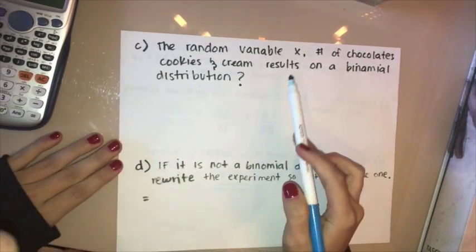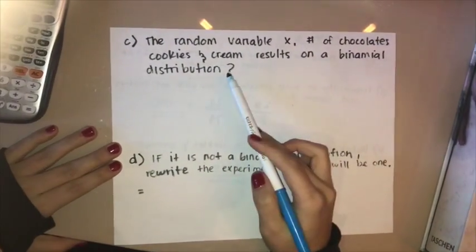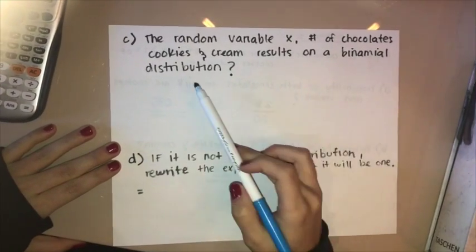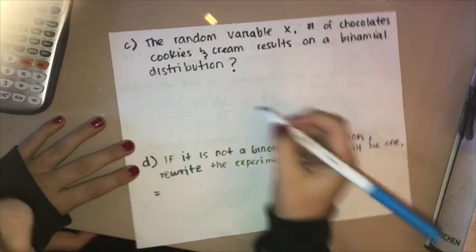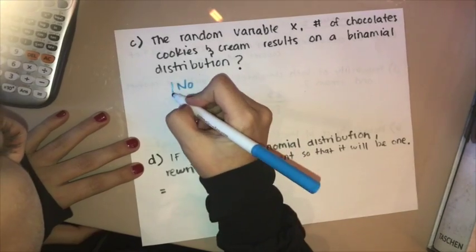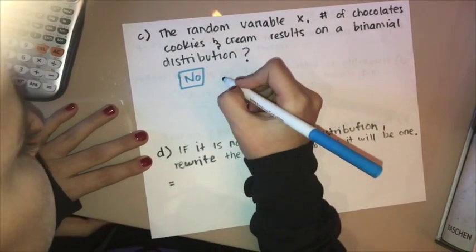Problem C. The random variable X, the number of cookies and cream chocolates, results in a binomial distribution? No, this is not a binomial distribution because it does not satisfy the condition of having two mutually exclusive possible outcomes.